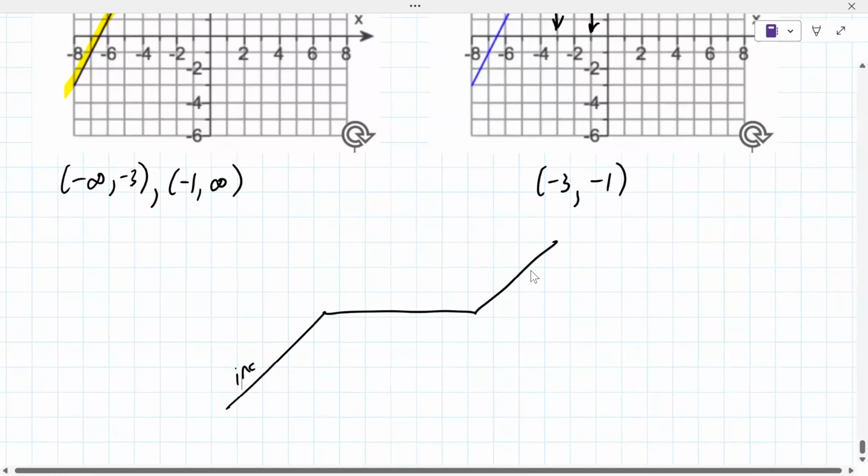Let me change this. Wow, I didn't know it did that. Okay.